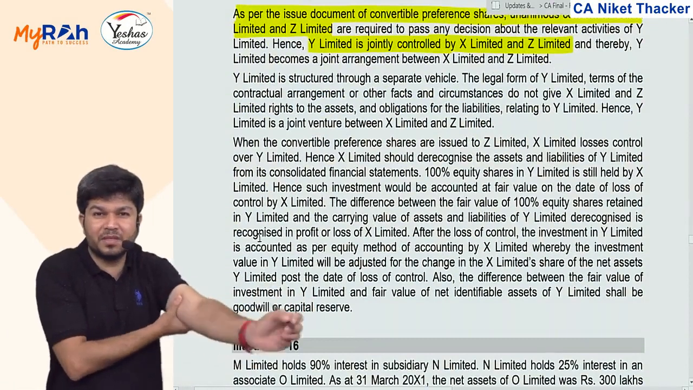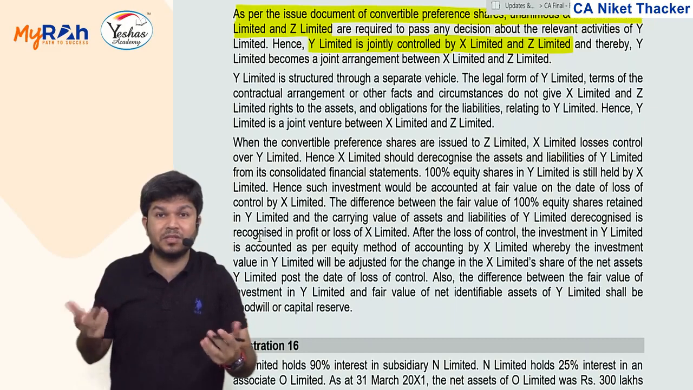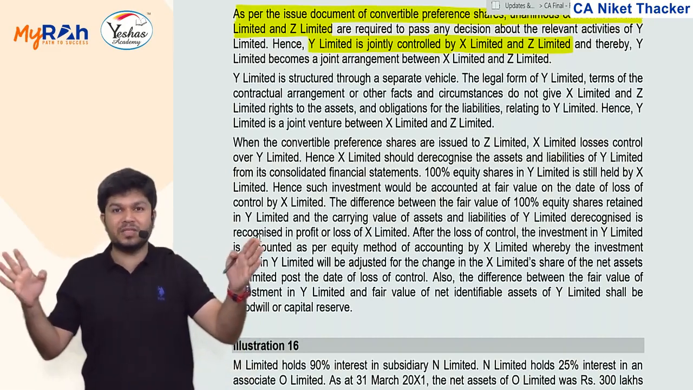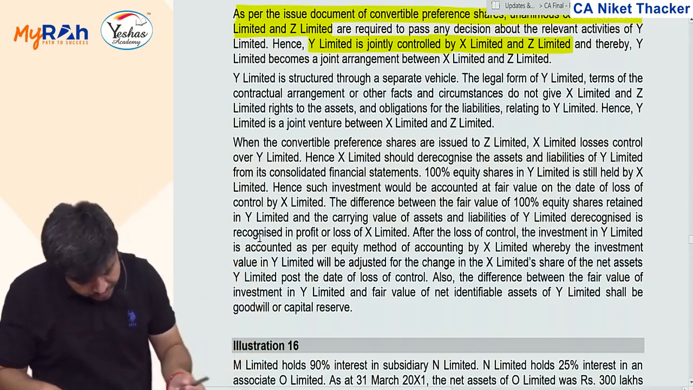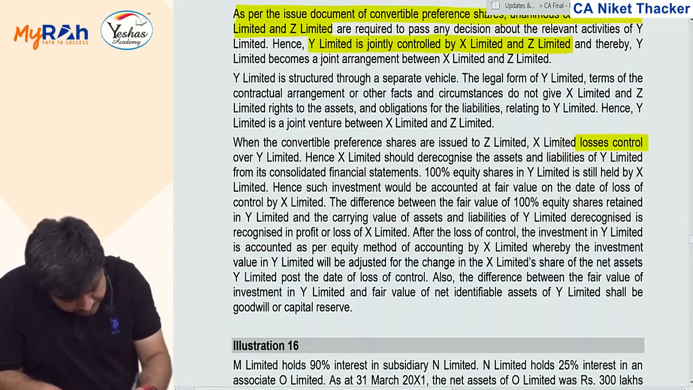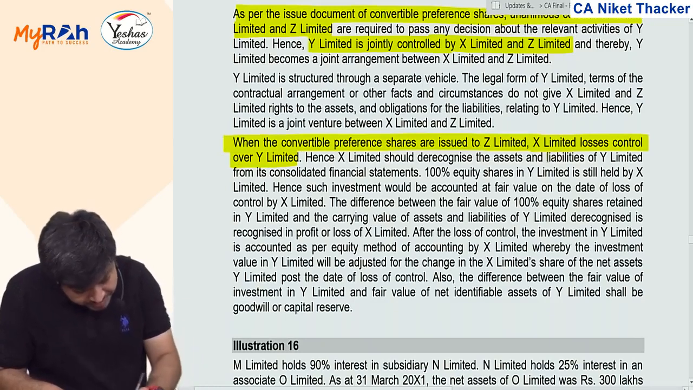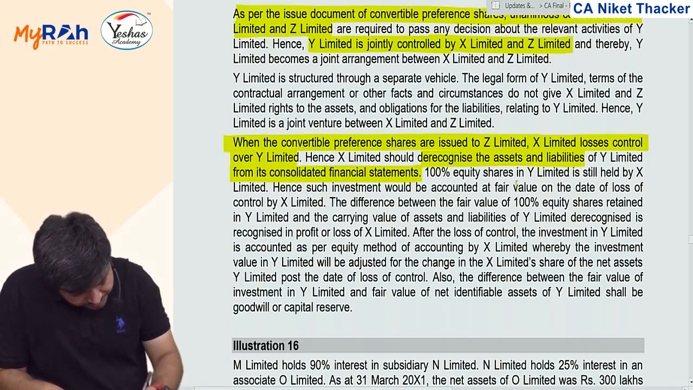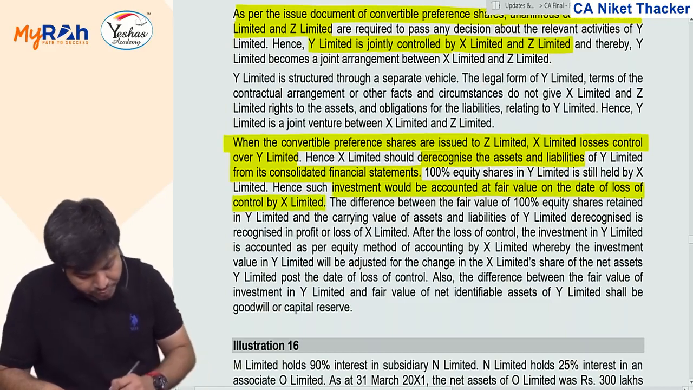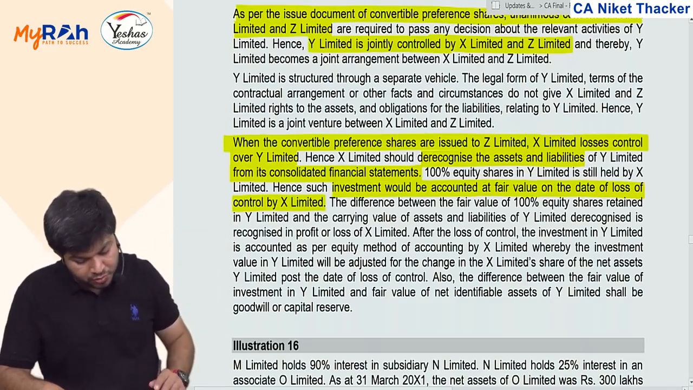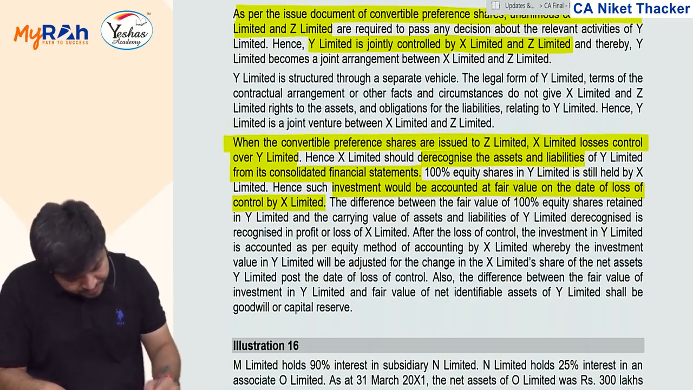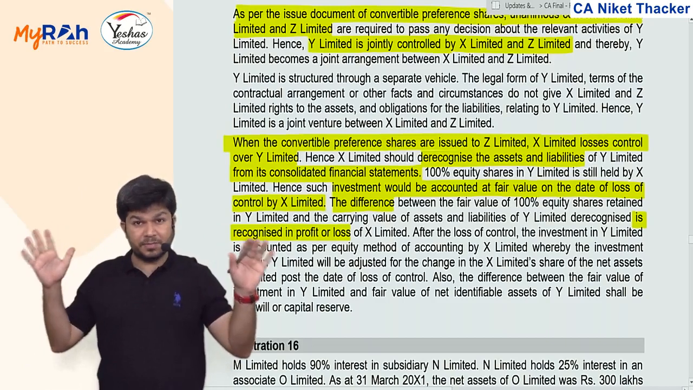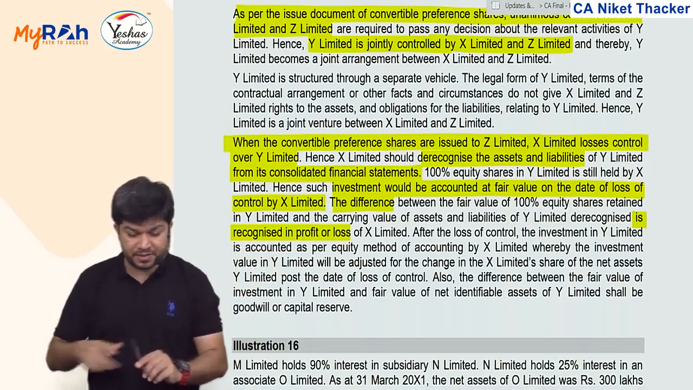Now earlier it was a subsidiary. Earlier subsidiary you were consolidating, now it becomes a joint venture. So what to do? Assets, liabilities, goodwill, NCI, remove them, and investment in joint venture comes in. So X Limited loses control. What to do? De-recognize the assets and liabilities from its consolidated financials, and investment will be accounted at fair value on the date of loss of control. Any goodwill etc. recorded will also go away, and the difference is recognized in P&L. Okay, so earlier subsidiary, now it becomes a JV.